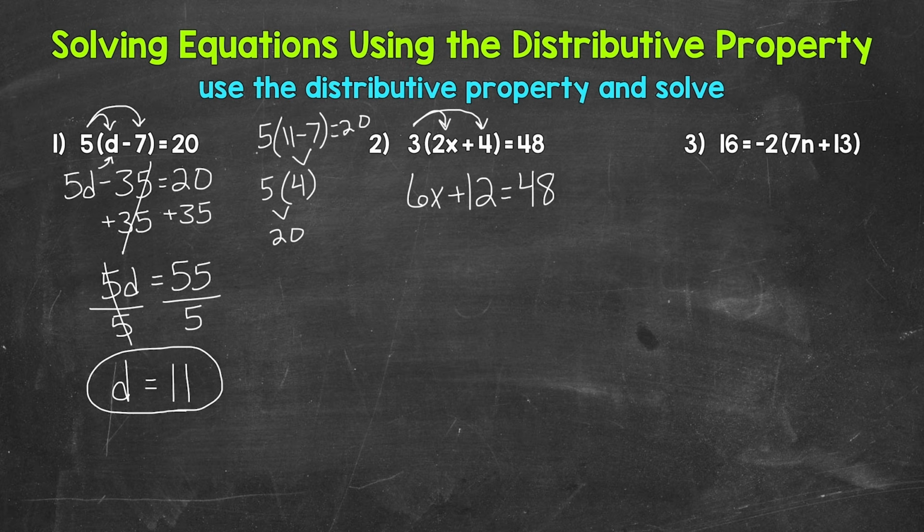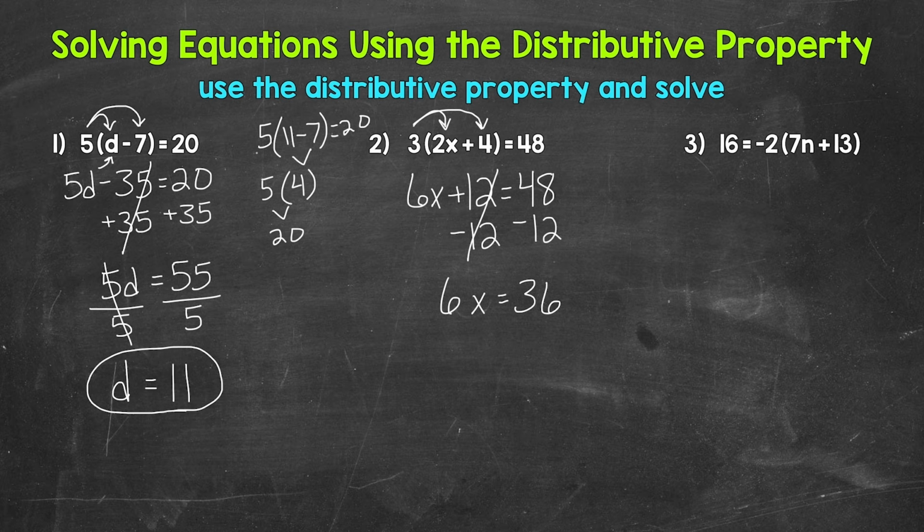Now let's undo that addition first. The inverse operation of addition is subtraction. So subtract 12 from the left side. We need to subtract 12 from the right side as well. The 12s on the left side, we're adding and subtracting. So these cancel out. We now have 6x equals, and then on the right side, 48 minus 12 is 36. So now we have 6x equals 36.